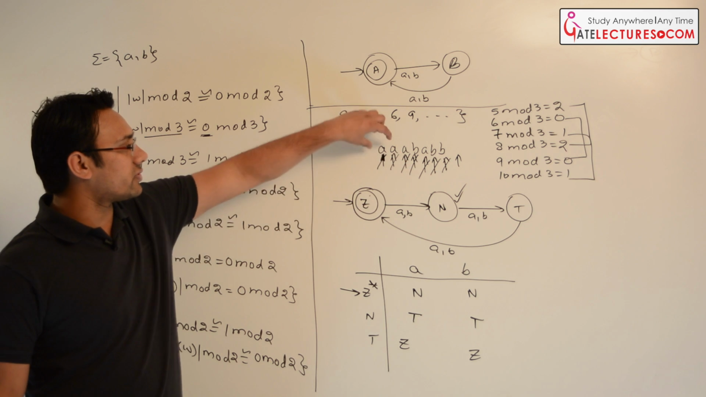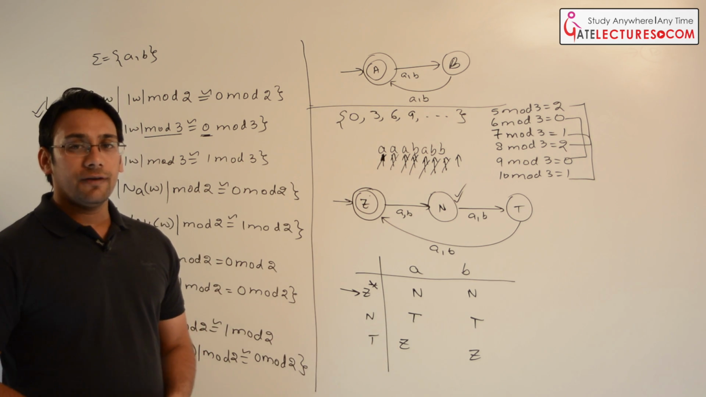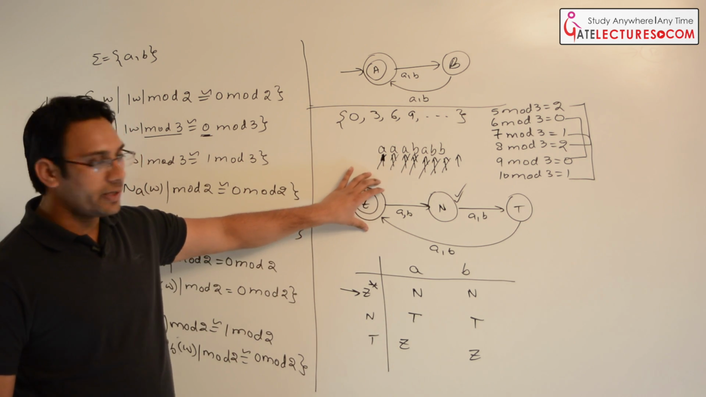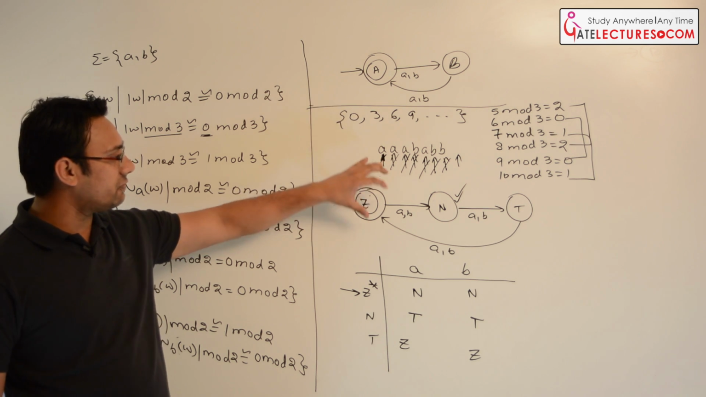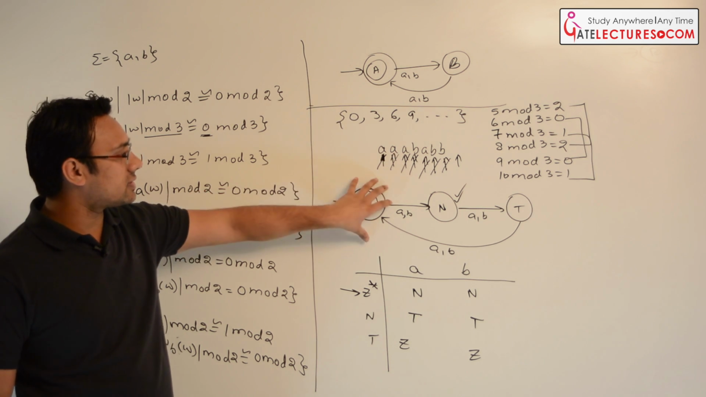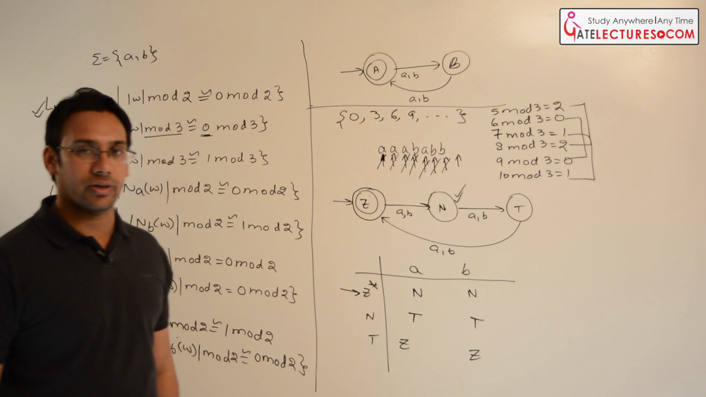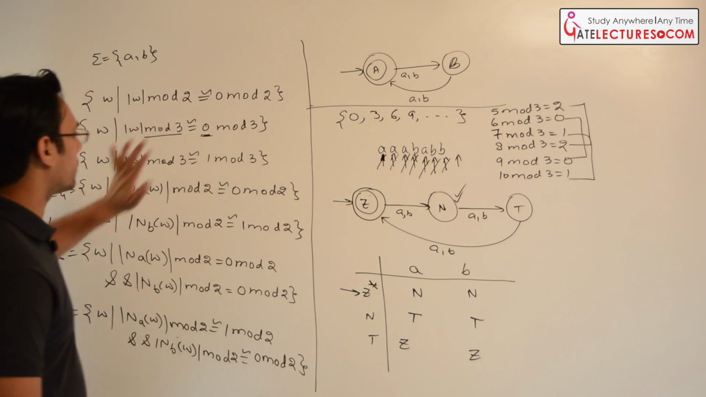As you can see, the length of the string was 7. If the length of the string is 0, then we will be at this state. If the length of the string is 3, we will be at this state. If the length of the string is 6, we will be at this state. Okay, so this was a very simple question.